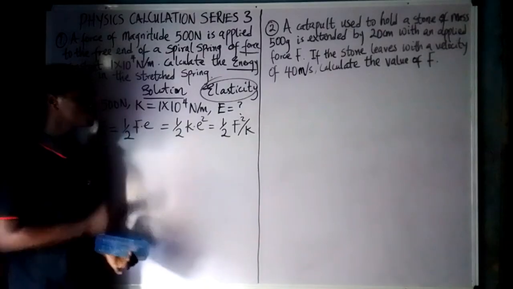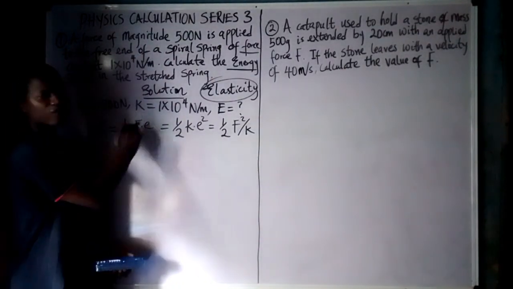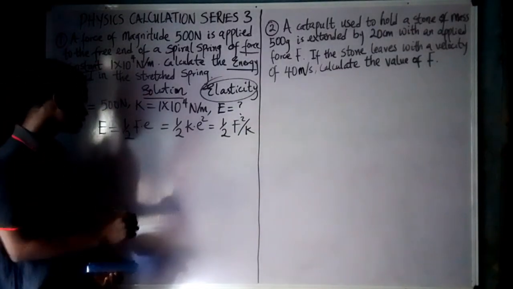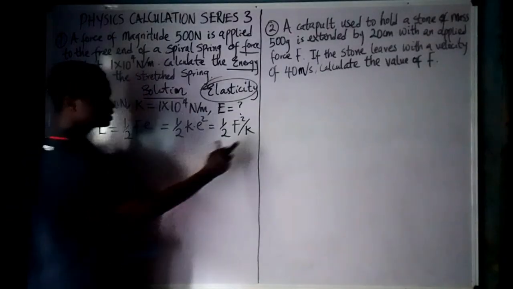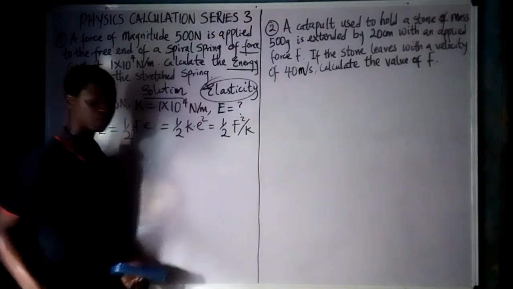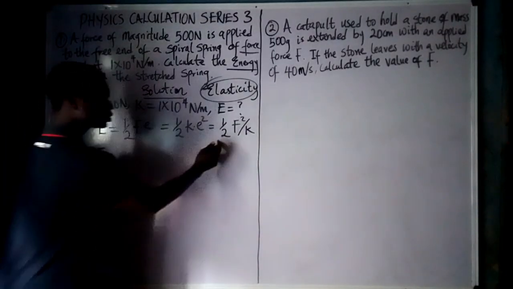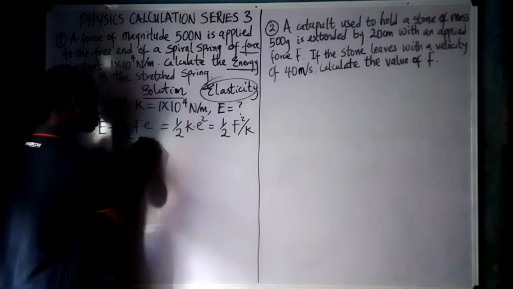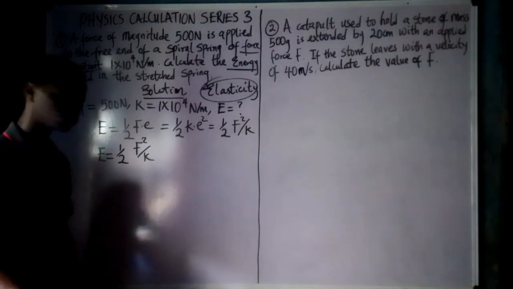So which of them do you think we are going to use for this very question? We have F and we have K. Which of them has both F and K at the same time? Is it this formula? No. Is it this? No. Is it this? Yes. If you look closely, we have F and we have K. So we'll now come and write energy is equals to what? What do we have here? We have 1 over 2, the force squared over the elastic constant, or you say force constant.